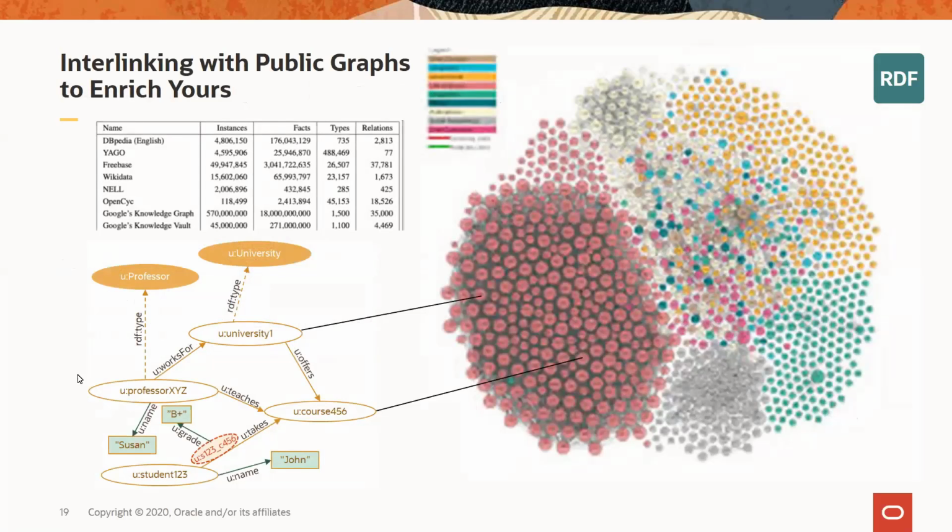I mentioned earlier that one of the things that I like about property graphs is the interlinking of your data. And because we're using this concept of URIs, you can have your graph integrate with and interlink with public graphs. So you can see here Wikidata or DBpedia, for example, they've got 170 million facts that are publicly available, which is really powerful for when you're setting up your system, your ontologies, those kinds of things.